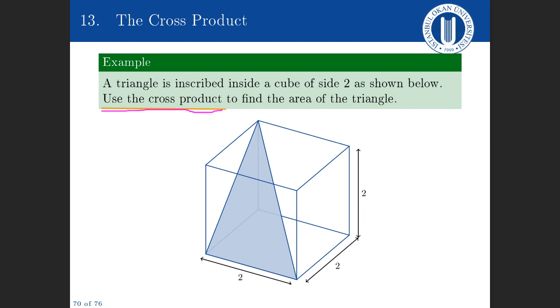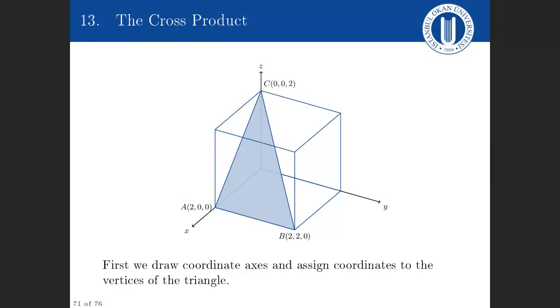The first thing we need to do is draw some coordinate axes. And we could draw these wherever we wanted. We could put the origin anywhere we wanted. I'm choosing to put the origin, the point 0, 0, 0, on the back corner of the cube. But that doesn't matter. You could put the origin wherever you wanted. If we put the origin at the back corner, then we can find coordinates for the 3 corners of the triangle.